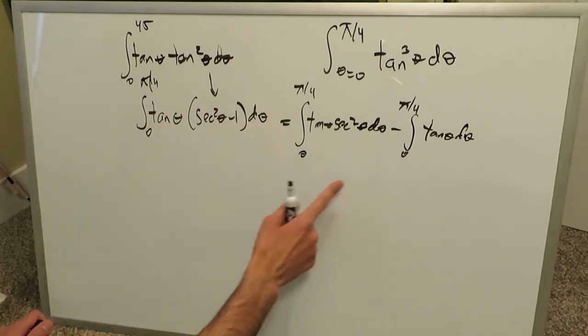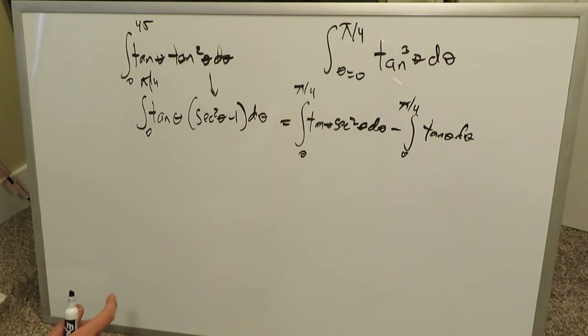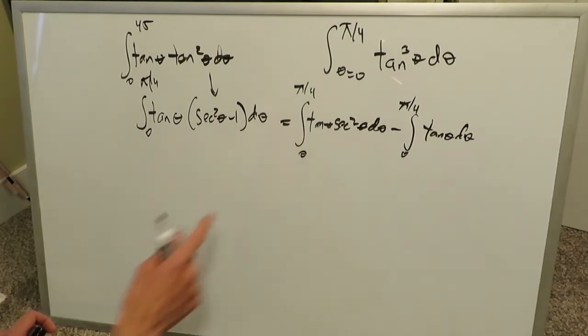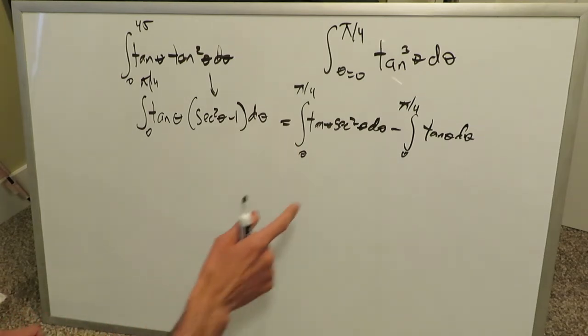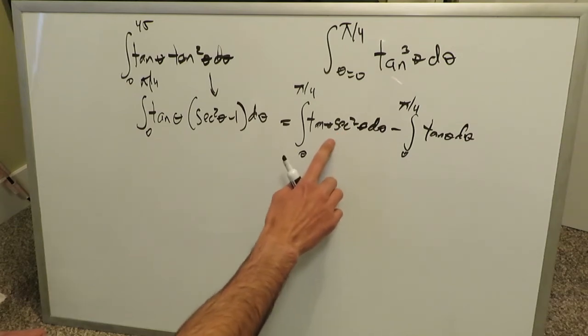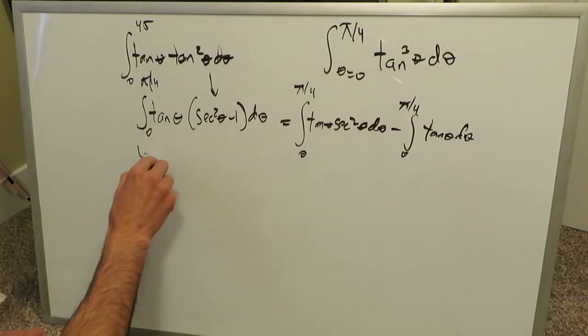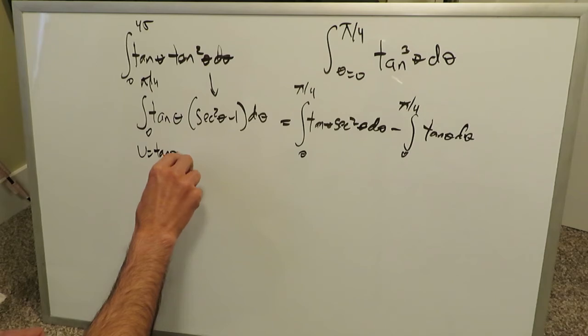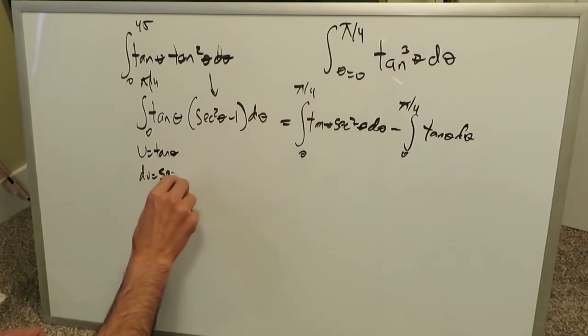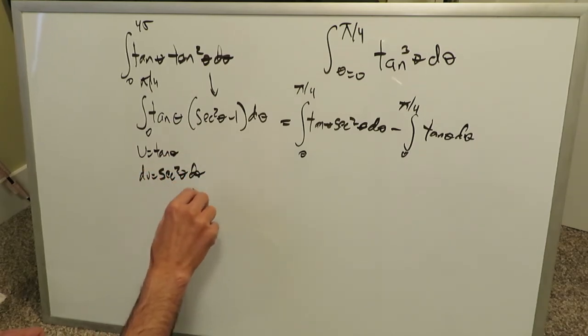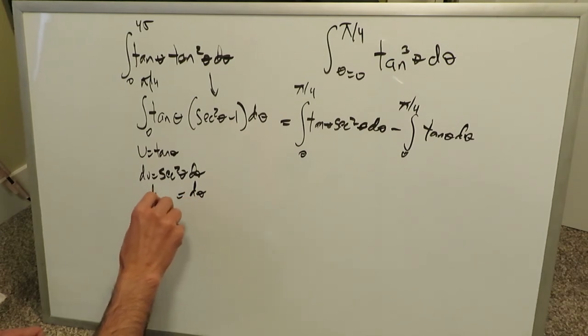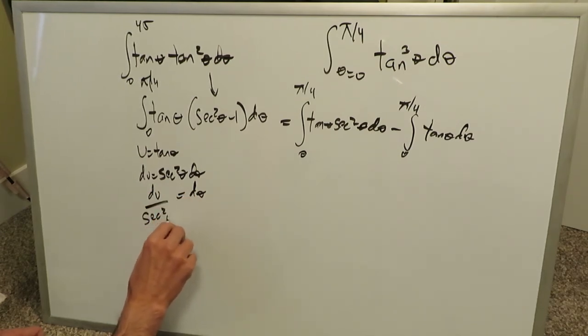This right here is very easily done. This has to require a little bit of work over here. The best way to handle this is a polynomial substitution technique. And you have to somehow eliminate the secant squared theta, and you can do that by this. If u is equal to tan theta, then du is equal to secant squared theta d theta, and then d theta is equal to du over secant squared theta.